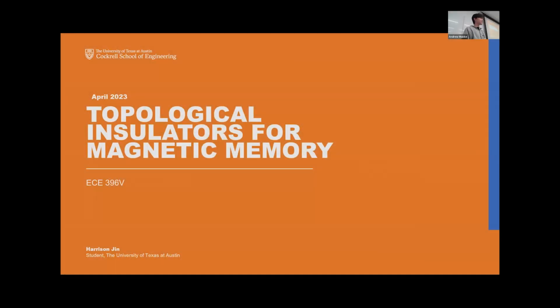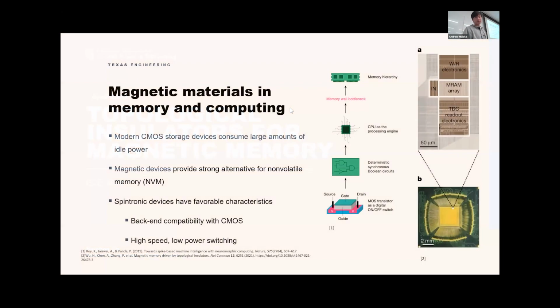So I'm Harrison, and I'm an ECE student, and this is topological insulators for magnetic memory. And to start with, the motivation for why we want to use magnetic memory.